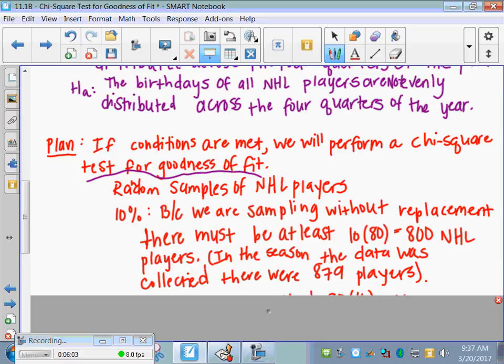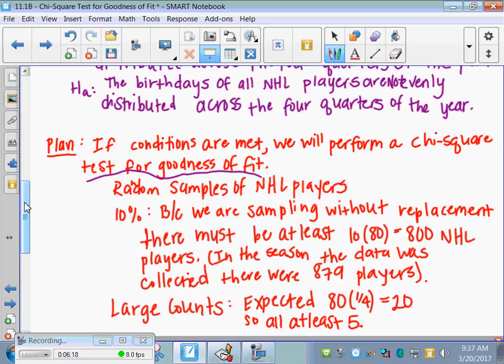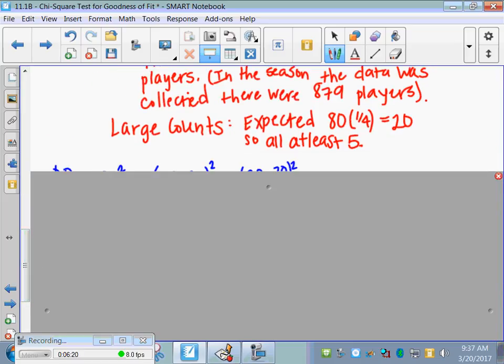All right? And the last one is large counts. Now, this one sometimes takes some time when you're doing these tests. This one wasn't very hard. It was evenly distributed, so a fourth of the 80 should be in each quarter. So you would want to say, using the expected counts, all of them are 20. Every category should be 20 if it was even, so all are at least 5. So use expected counts, all right?